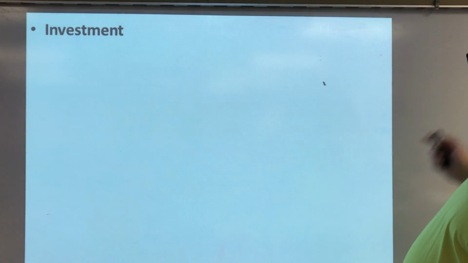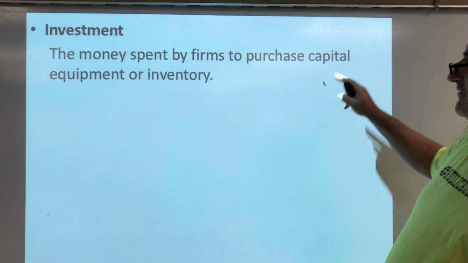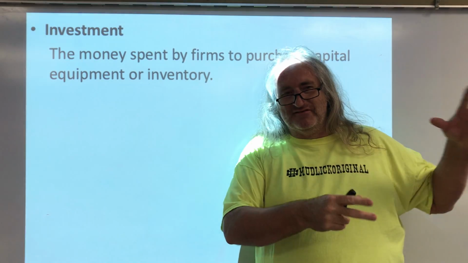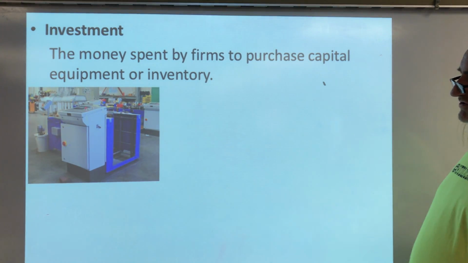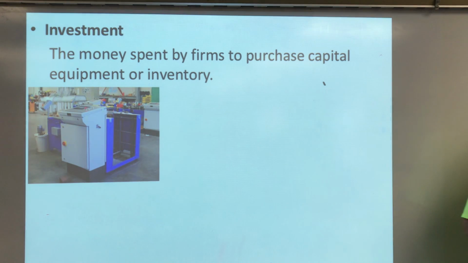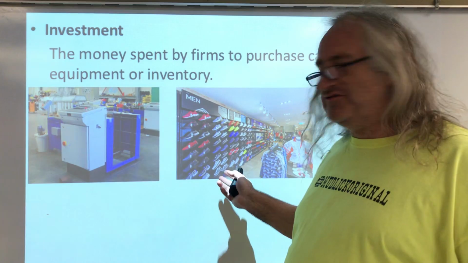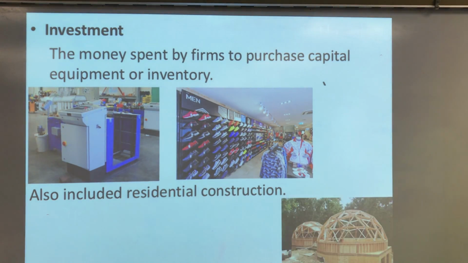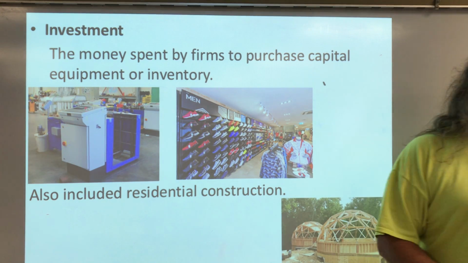Another measurement of GDP is investment. This is the money spent by firms to purchase capital equipment or other inventory. So going away from the households, now we're thinking like the businesses or the manufacturers, the firms. We have to have things like this bit of machinery to produce the good, which is called a capital good, or we have to have inventory. If I'm going to run a shoe store, I need lots of shoes. So these are investments. This will also include residential construction. So if you're building houses to live in, that's all part of investment.